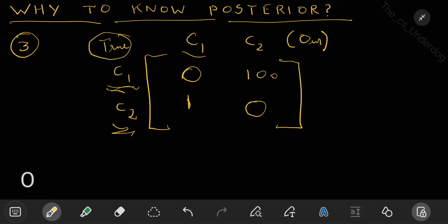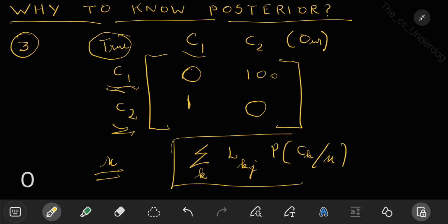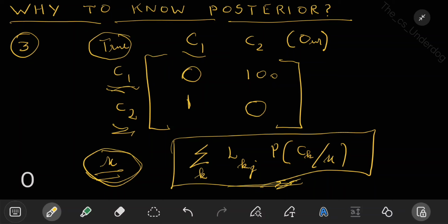So if you have this sort of a change in the loss matrix, what issue will you face? How do you use the loss matrix for assigning each particular value of x? The x is the input. You wanted to minimize this: the sum over all k of L_kj, which is the kjth element of the loss matrix, times P of ck given x, right? This is the value we had to minimize for each input value x. That is, you had to see that if you put it into class ck, then what is the loss it will face. For each of the classes, you had to see that.